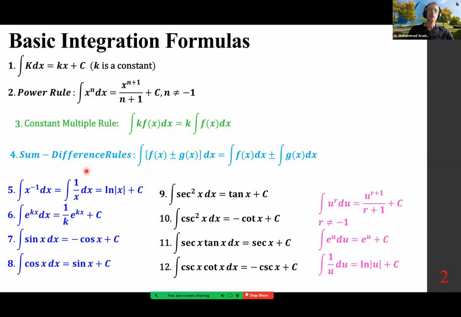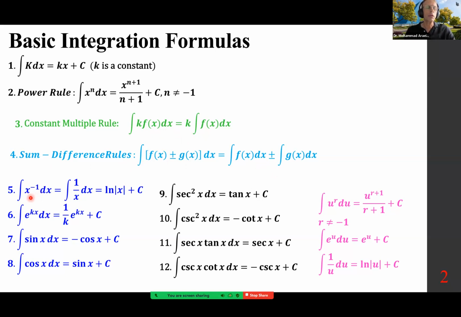Sum and difference rules. Whether you differentiate or integrate, the property is the same. You do them piece by piece, term by term. For example, the integral of f of x plus g of x is the integral of f of x plus the integral of g of x, and of course, dx.